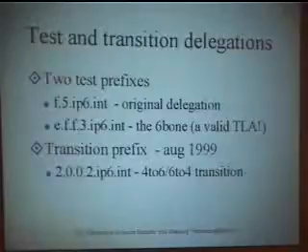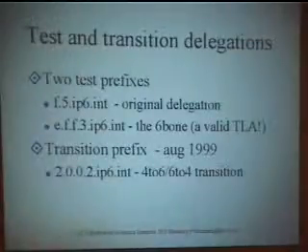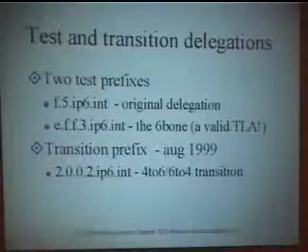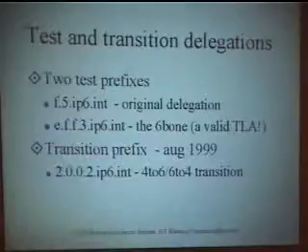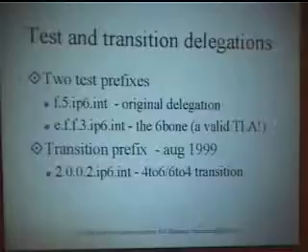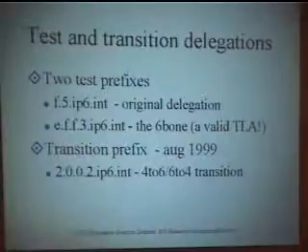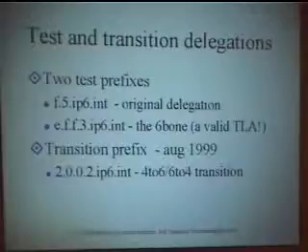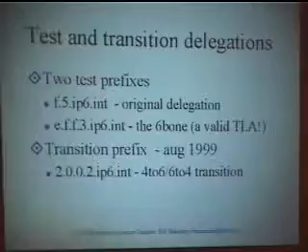The original one is f.5.ip6.int, and that had some auto-configuration stuff. So if you had an autonomous system number, you could get IPv6 prefixes simply by doing some simple math to encode your AS and then attach it under this f.5.ip6.int. That has been phased out as far as I can tell, but it hasn't been formally declared dead. But few people will route it.